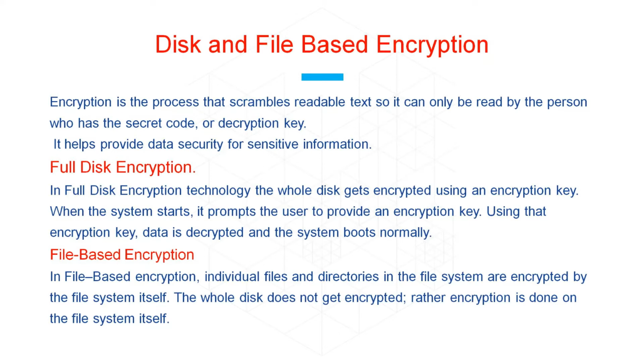File-based encryption. In file-based encryption, individual files and directories in the file system are encrypted by the file system itself. The whole disk does not get encrypted. Rather, encryption is done on the file system itself.